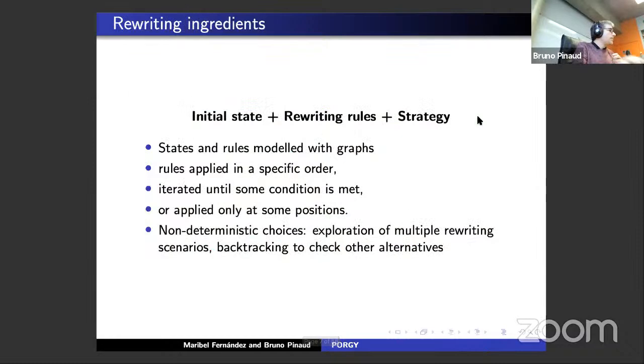Next, please, Maribel. So we have the traditional ingredients when you model a complex system. So you have an initial state. For us, it's a graph. Some rewriting rules, and a rule is also a graph. Then the strategy language. And the strategy language allows you, for instance, to apply the rules in a specific or in a random order. You can iterate, of course, until some condition is met. Or you can use some non-deterministic choices based on what has just been done in the past. And you can also apply the rules or not apply the rules at some position. And I will show you this in a minute.